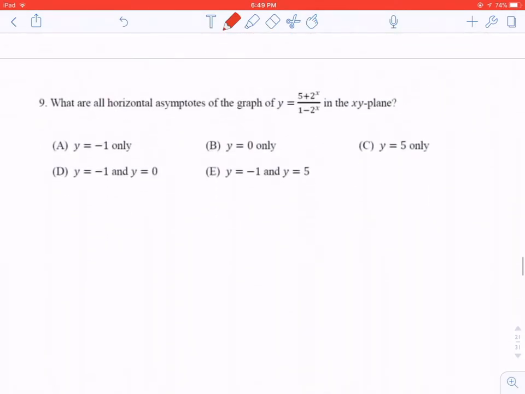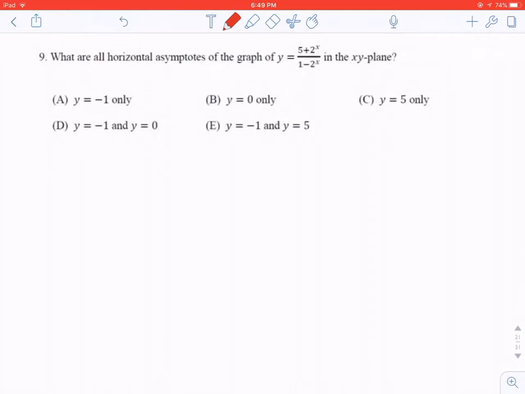Number 9. This one is quite complicated. What are all the horizontal asymptotes of this graph? So when I first looked at this, I thought, well, this is easy. These are growing at the same rate, so I use the coefficients. The coefficients are 1 and 1. The coefficient of 2 to the x is a 1. Coefficient of negative 2 to the x is negative 1. So the answer has to be negative 1, which is one of the answers, A. It's not the correct answer.